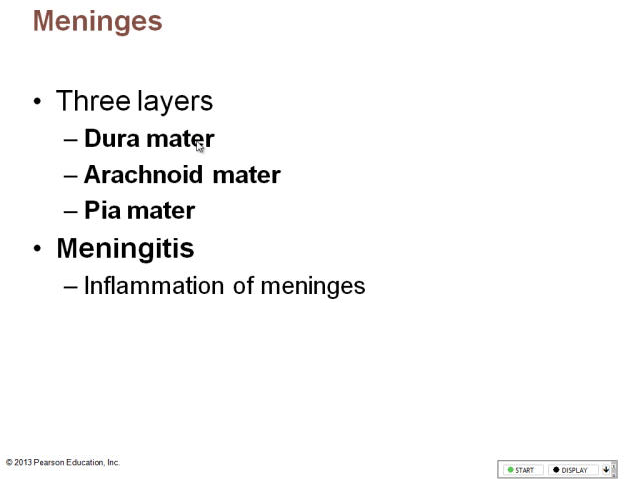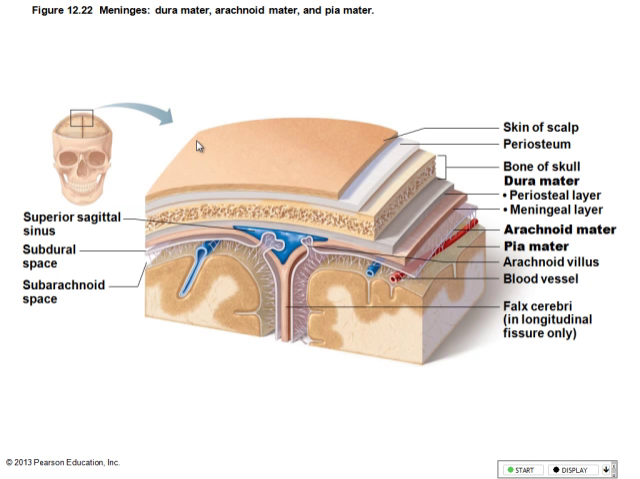Yeah, more pressure. So now we're defeating the purpose of having all that wonderful fluid and cushion because we're creating a great deal of pressure on the brain and spinal cord, and that can be life-threatening. So inflammation of the meninges, or meningitis, can be a huge problem.